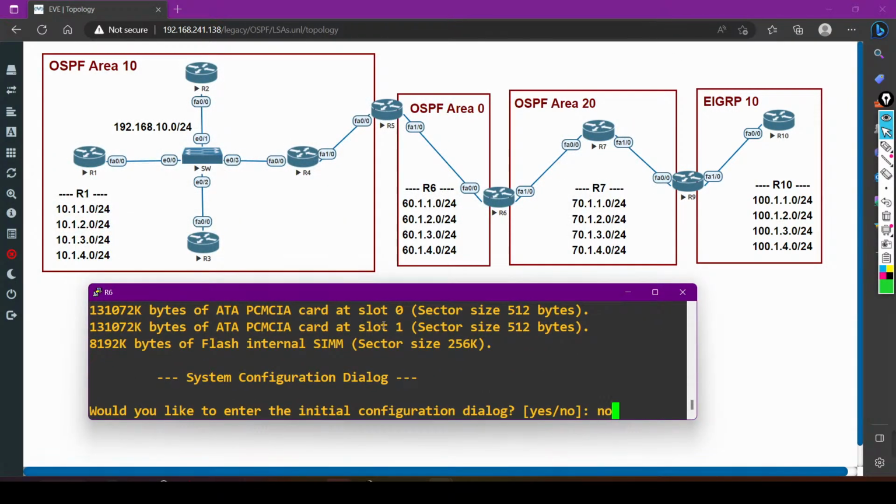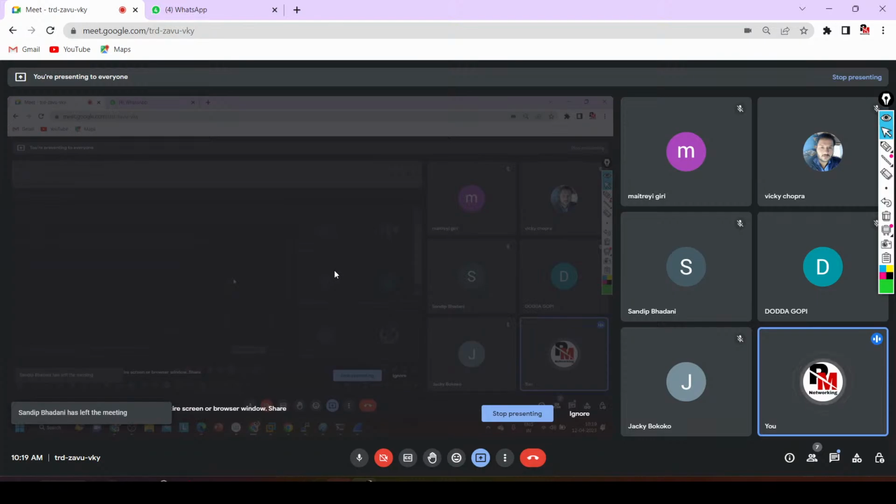LSA 3 will be generated by the ABR. And one more thing guys, always keep in mind, all even number LSAs like LSA 2, LSA 4, LSA 6, LSA 8 are not used to share the network information. The use of even number LSAs is different. LSA 2 is sent by the DR router, not to share prefix information, but to share the directly connected attached routers in the broadcast domain. LSA 4 is generated by the ABR router to share the information of the ASBR router, not the network information.